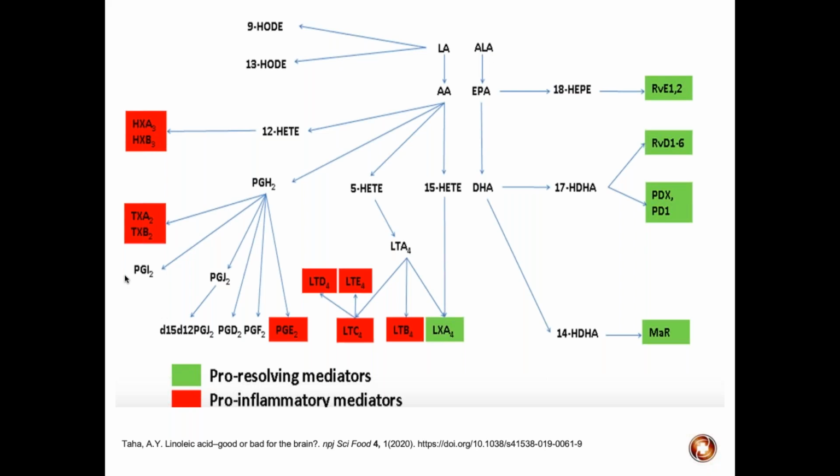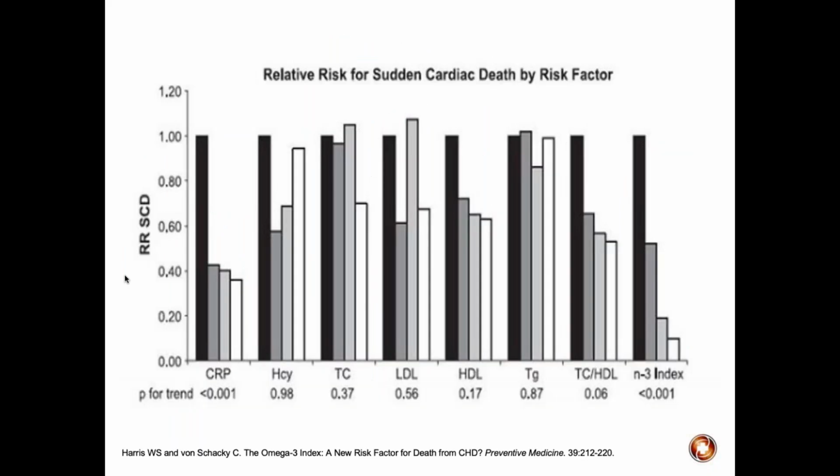So that's a wonderful paper if you're in the area of neurology and want to know more about this relationship. Some other papers are a little older, but I think they have great value. This is a preventive medicine paper, Harris and Shackey, which looks at the role of the omega-3 index, which is simply the levels of omega-3s to omega-6s.